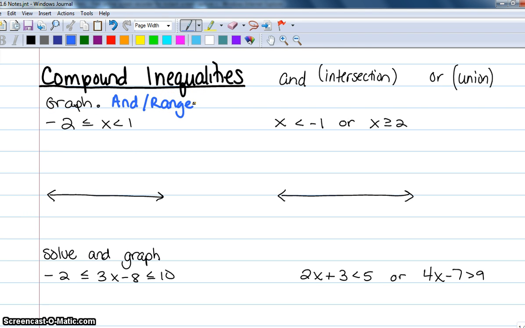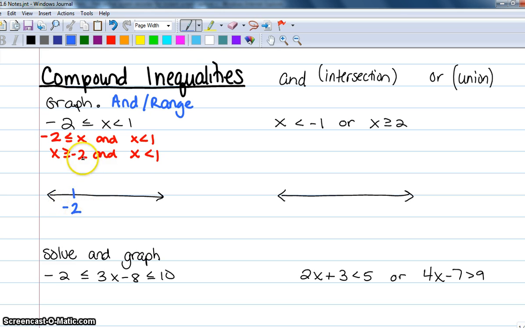It is a range. This is a combination of two separate inequalities. The first one is -2 is less than or equal to x, and x is less than 1. This is the shorthand. We kind of condense the two together. So if I flip this around, it's x is greater than or equal to -2, and x is less than 1. So those are my two mini inequalities, and it's compound because I have two separate inequalities.